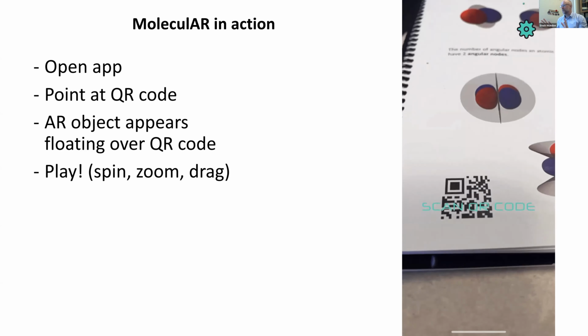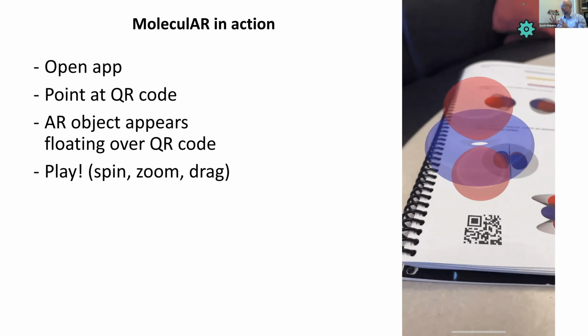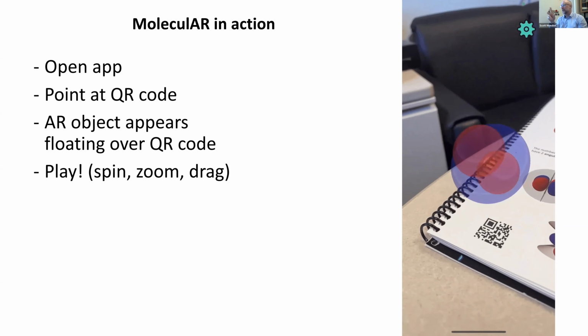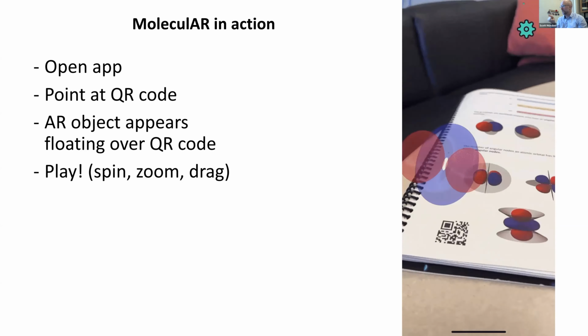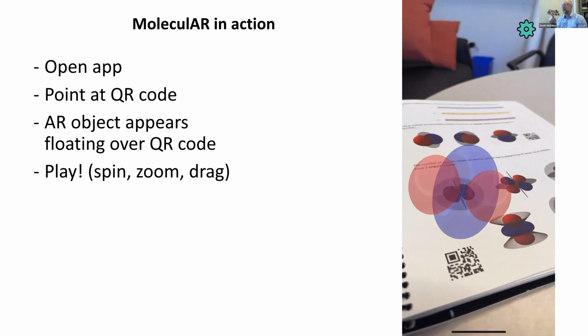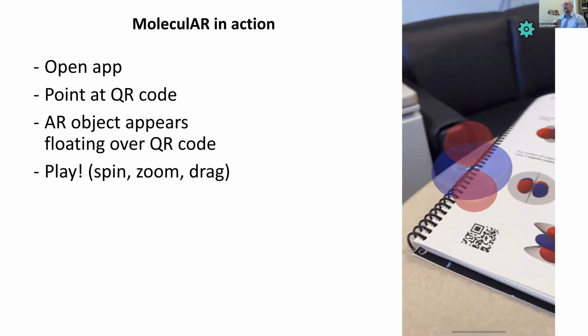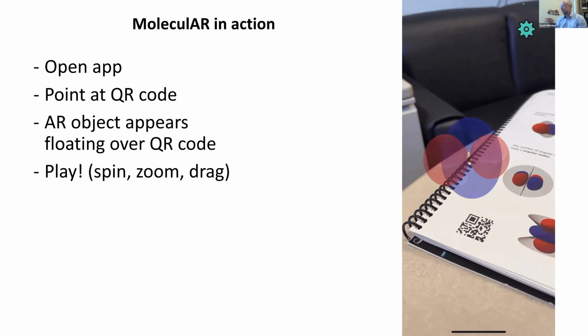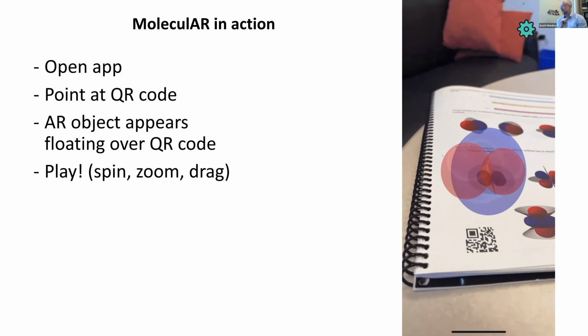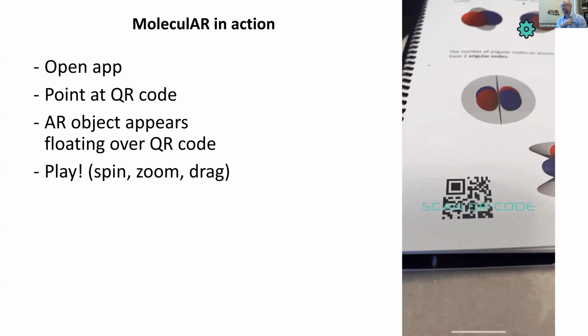And you can play around with that object. You can't, of course, see my fingers working here, but I am actually rotating by pointing at the screen and dragging. So you can turn it around. You can zoom by pinch zooming. And you can drag the object around by using multiple fingers to drag.